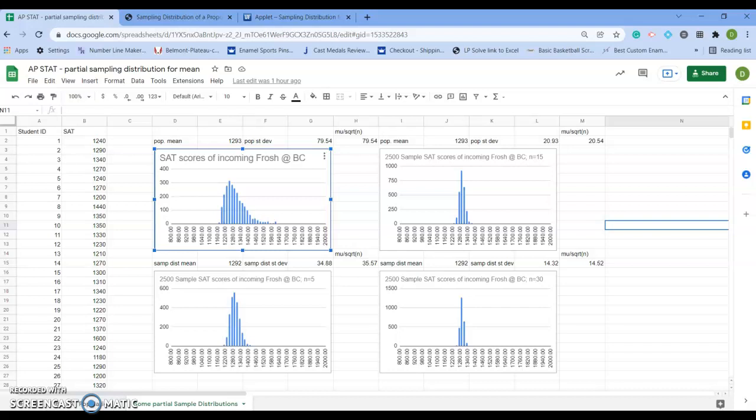So this first graph is just a smaller version of what you saw on the previous page. Again, we can see it's skewed right. We can see that the population mean, which we call mu, is 1293. The standard deviation is 79.54.